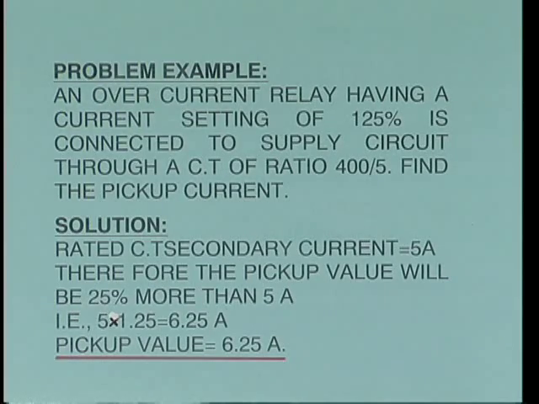As long as the current is below this value, the relay does not operate. But when the relay current is equal to the pickup value, that is 6.25 amperes, or more than this value, then the relay operates, and this trips the trip coil circuit and opens the circuit breaker. Then the circuit breaker isolates the faulty system from the healthy system. Like this, the current setting works on the relays.